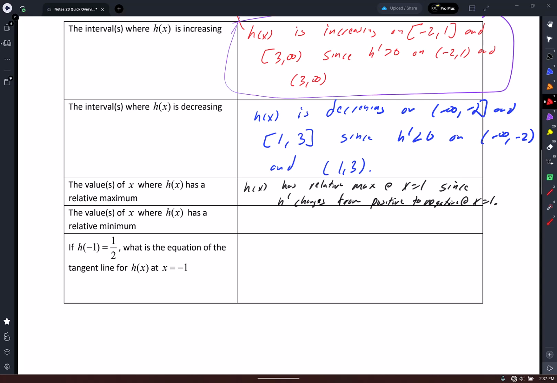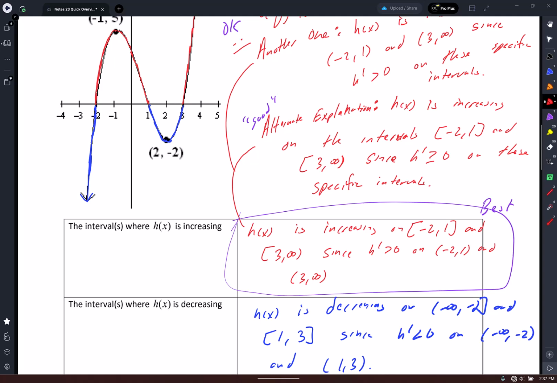The values of x where h of x has a relative minimum. Okay, so there's two of them. Where and where?